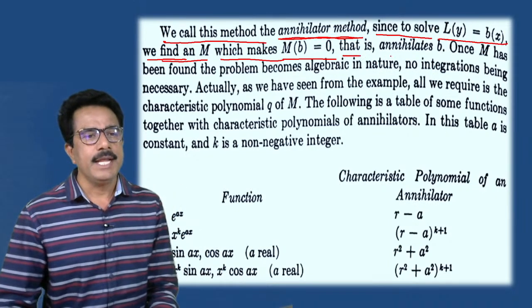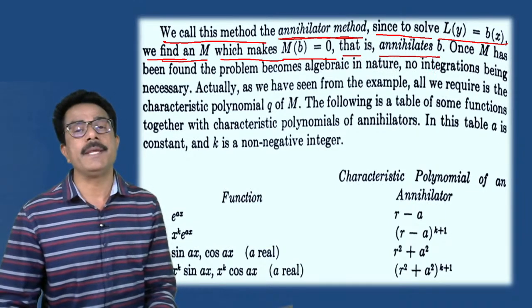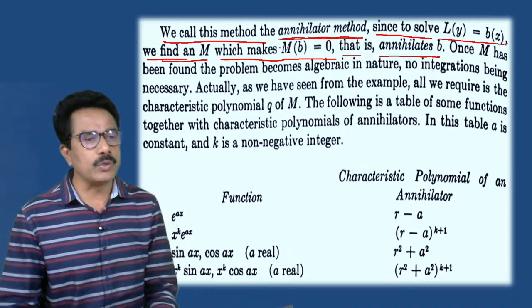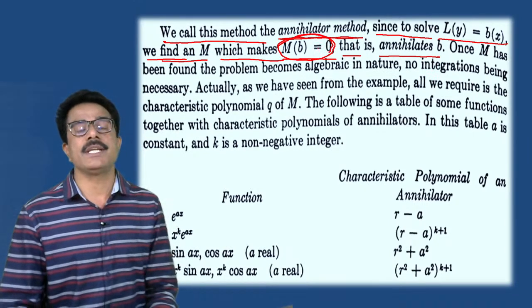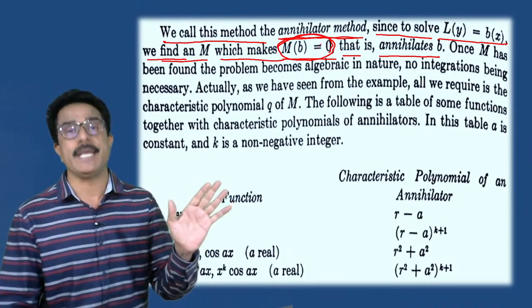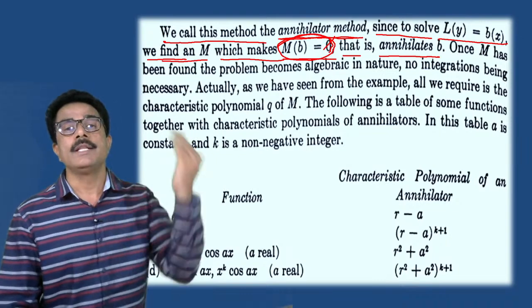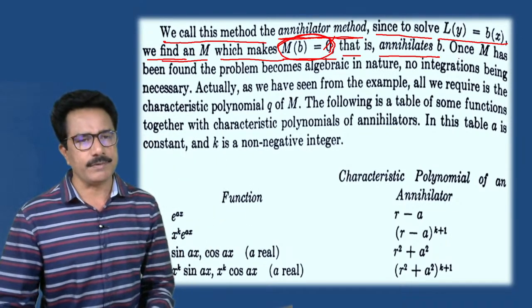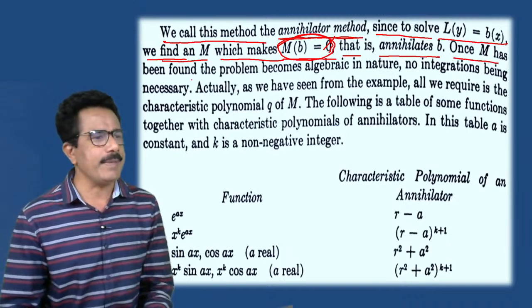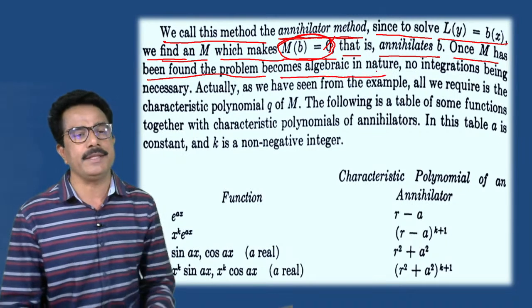That is, annihilate b. This annihilating b means that due to this homogeneous differential equation, we can remove the b. M of b is equal to 0. That means the right side goes to 0. That means the non-homogeneous differential equation becomes a homogeneous differential equation. Once M has been found, the problem becomes algebraic in nature.